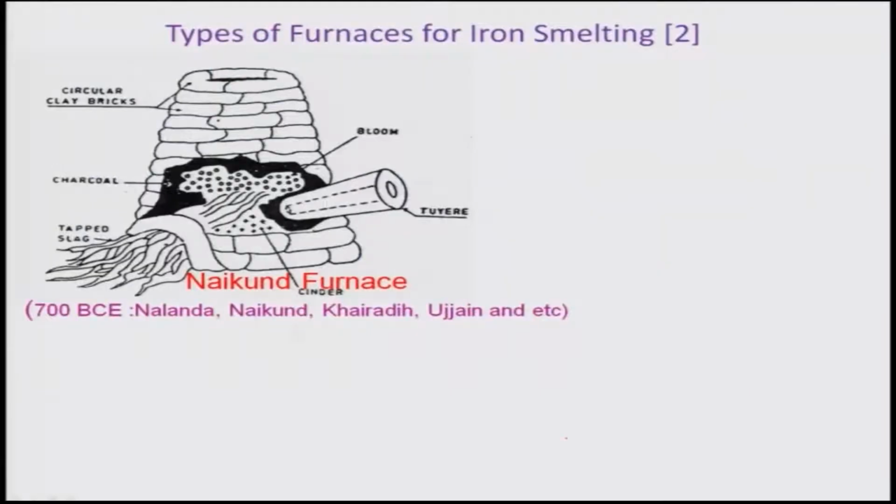And let us look at a furnace known as the Naikund furnace, which is quite old. It goes back to 700 BC in Nalanda. This Naikund, and even Khairadi and Ujjain, and other places you can find. This is a very simple furnace made with clay bricks, and there is a tuyere supplying the air to be sucked in, and then these are the charcoals. Also there are the iron blooms, and the slag will be moving out through this passage.